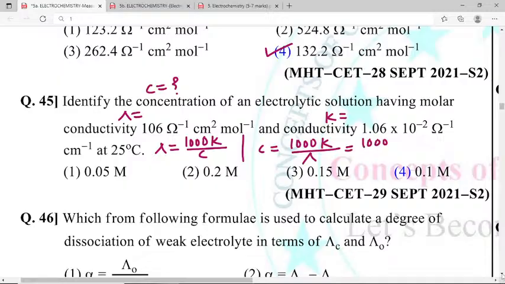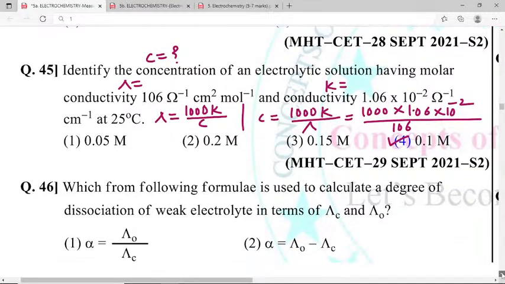So 1000 multiplied by K. How much is the K value? 1.06 into 10 to the power minus 2. This whole divided by lambda. How much is lambda? 106. The 106 and 106 cancel, so 10 to the power minus 2.1 is your answer. Substitute the values and we get the answer.